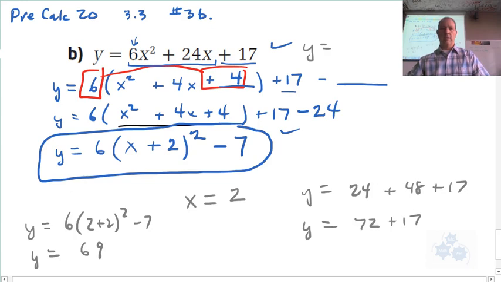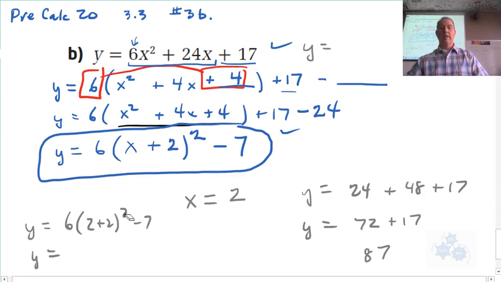I feel like something's not quite right here. 72 plus 17, that's going to be 87. So let's see, what did I do here? Did I do something wrong here? 2 plus 2 is 4 squared, 16 times 6, 60. Oh, sorry, that is not correct. No one's really paying attention here, I guess. No one's helping me out with my mental math.